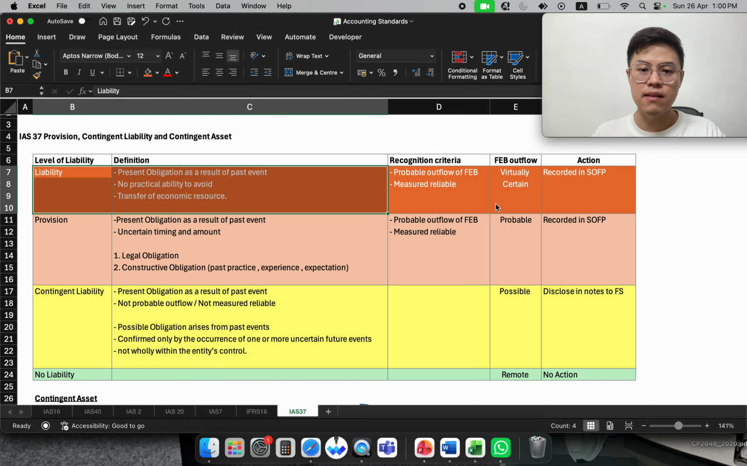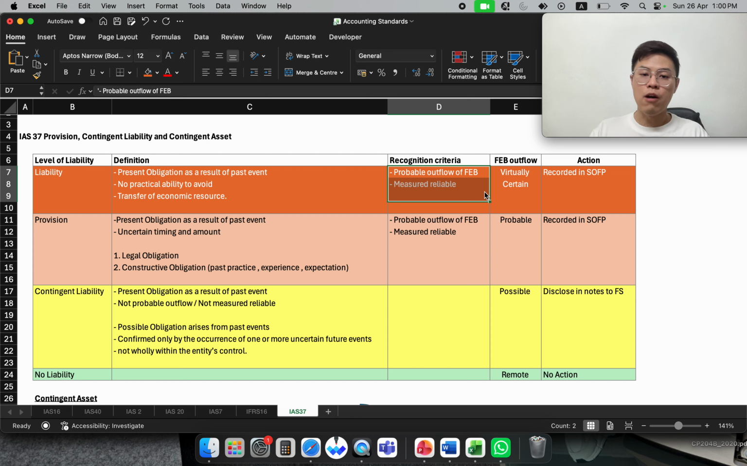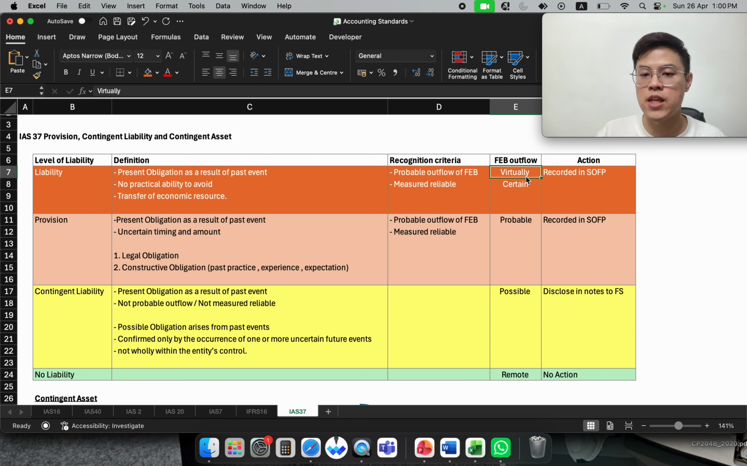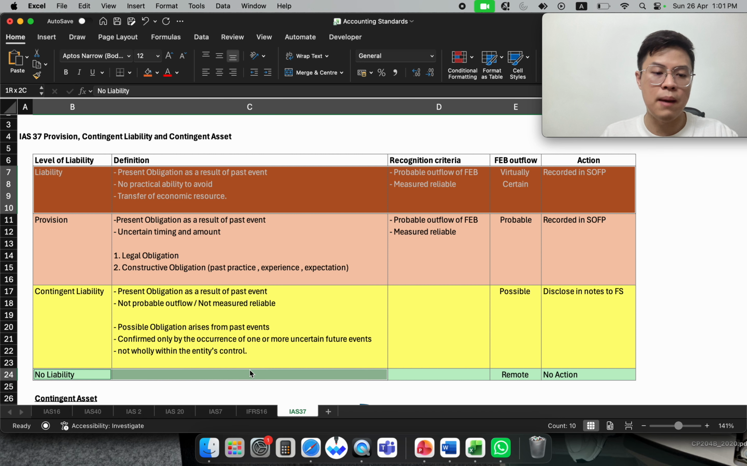And to recognize it, it must be a probable FEB outflow and measured reliably. And the FEB level normally is virtually certain or probable, and we just record in the SOFP. This is what we learned in those days in very simple accounting subjects. We just debit expenses increase, and credit our liability. But actually in the real world, it's not just liability or no liability.